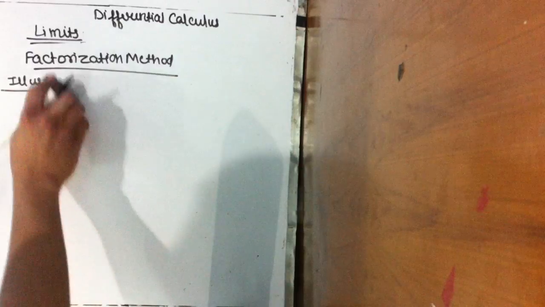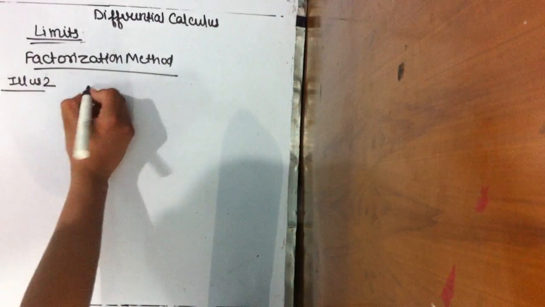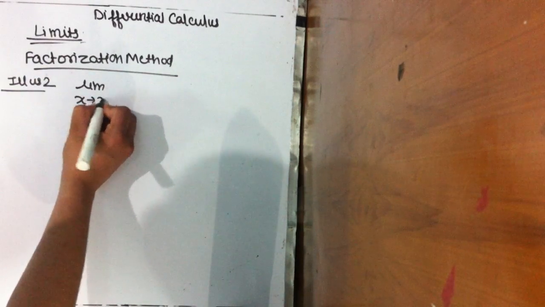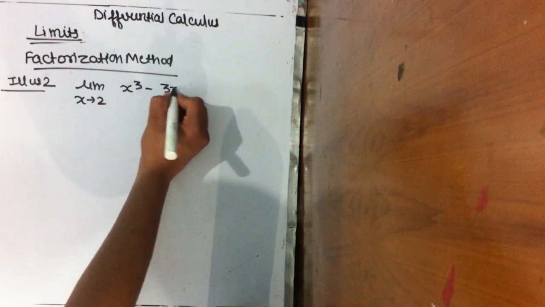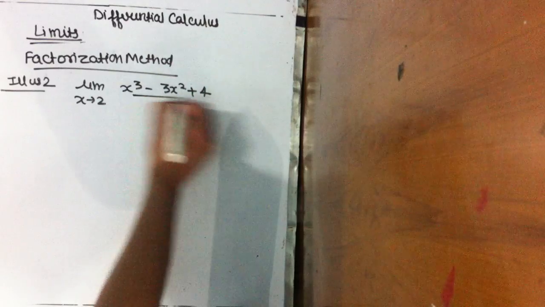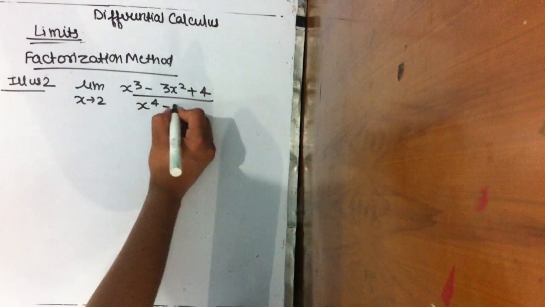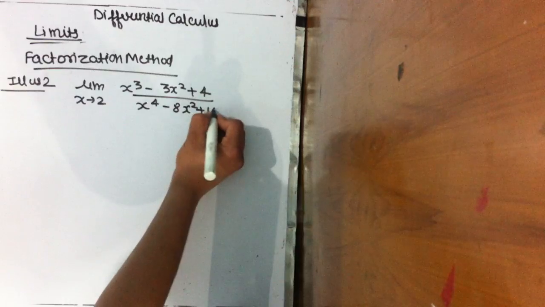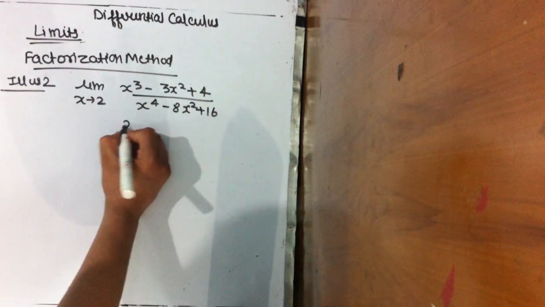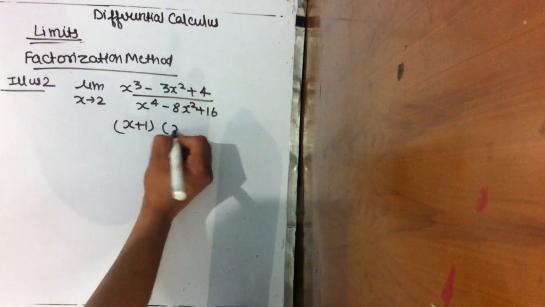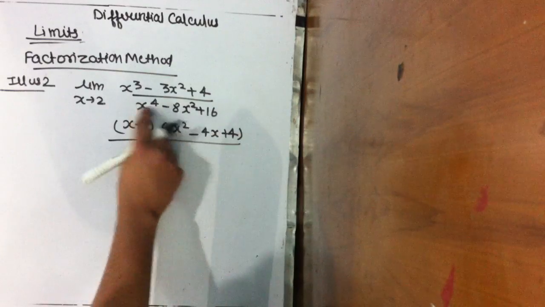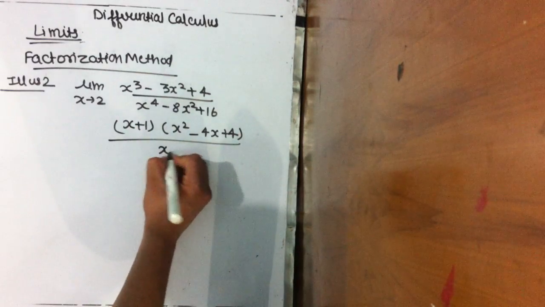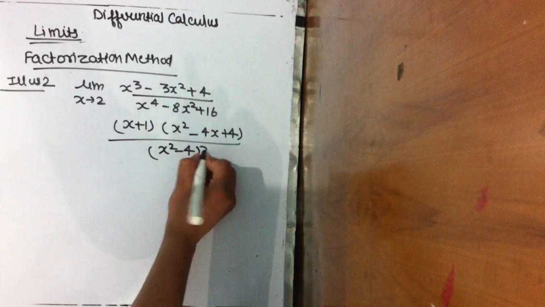Next illustration. That is limit x approaches 2, (x cube minus 3x square plus 4) divided by (x to the power 4 minus 8x square plus 16). Now, by middle splitting the cubic polynomial, we get (x plus 1) into (x square minus 4x plus 4). And here the denominator is an identity of (x square minus 4) whole square.